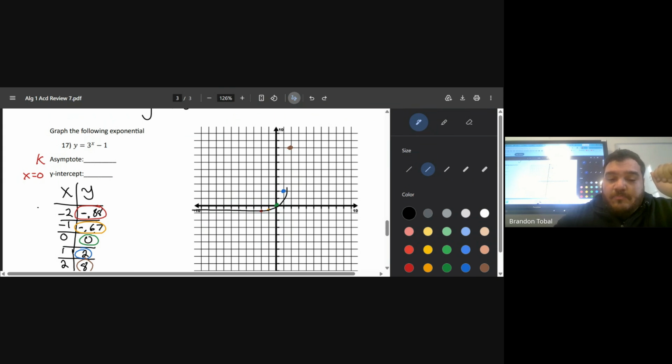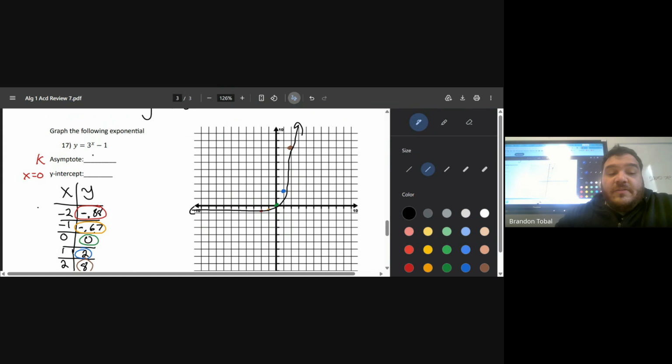8 up, yes. 1 right, or 1 this way, and then 2 up. It's positive, so you go this way.